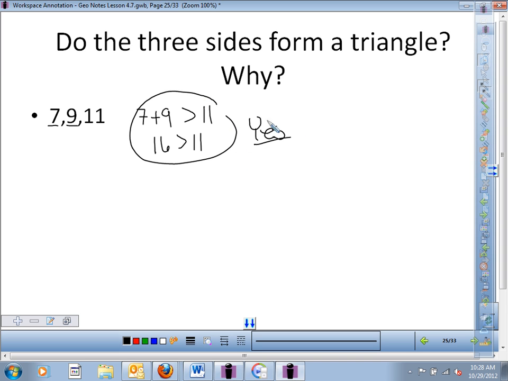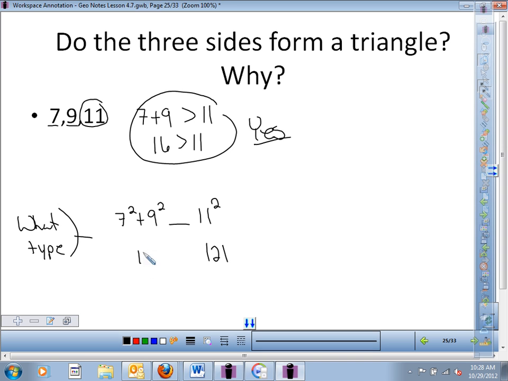Now this tells us, do they form a triangle? But again, what we could also do is what type. We could classify this, and that's very easy to do. That's what we did last class. To do that, that would be my hypotenuse. If it is a right triangle, we go 7 squared plus 9 squared. Compare that to 11 squared. That's 121. That's 81 and 49. That's 130. Compare those. Okay, so here my a squared plus my b squared is greater than, so this would form an acute triangle.